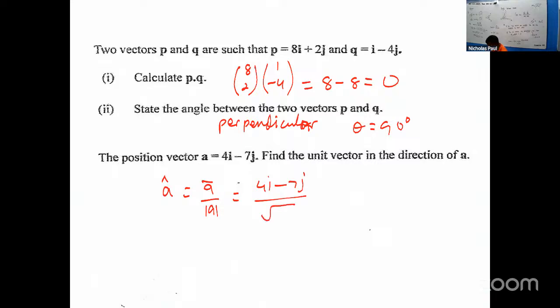Right, so that'll be what, 4 squared is what, 16? 16 plus 49 is how much? Nice, you can leave it like that. Right, you can leave it like that, or you can write it like this.